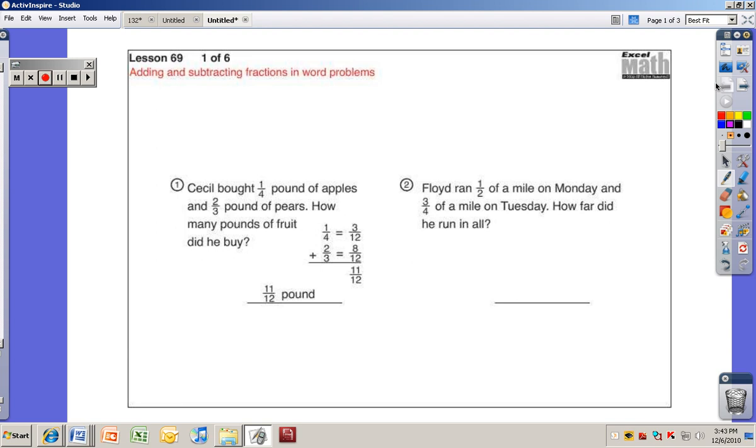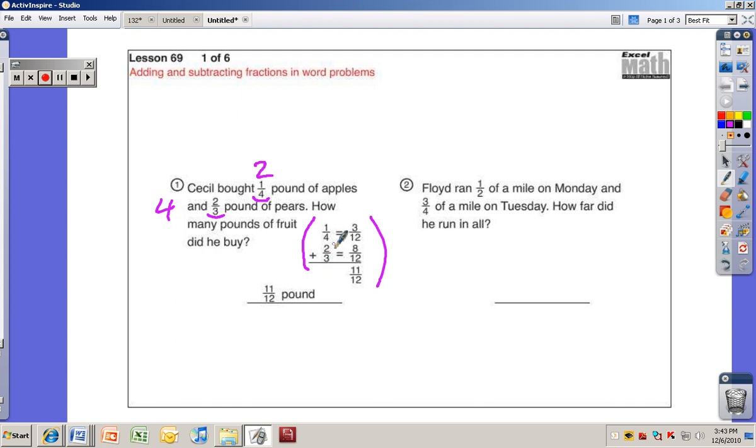Cecil bought 1/4 pound of apples and 2/3 pounds of pears. How many pounds of fruit did he buy? Well, if this number here was 2 and that number here was 4, how many pounds would it be? 2 plus 4 is 6. So it doesn't change just because it's a fraction problem. You're still going to add those together. And so here's the show work of how to do the fraction problem: 1/4 and 2/3 being added together.